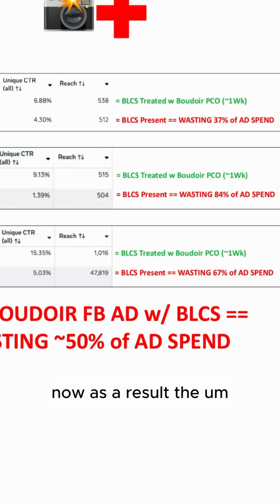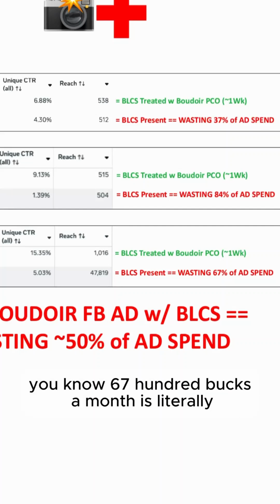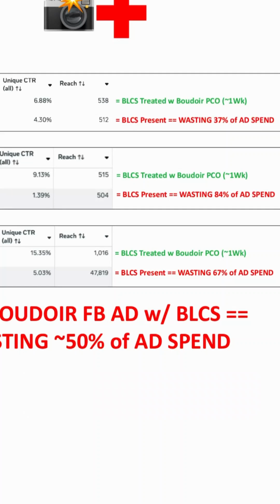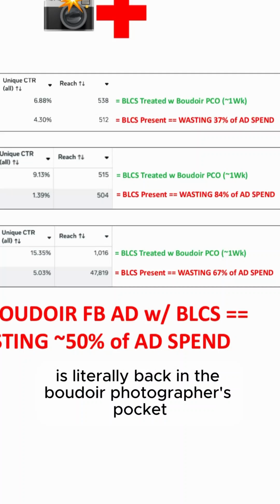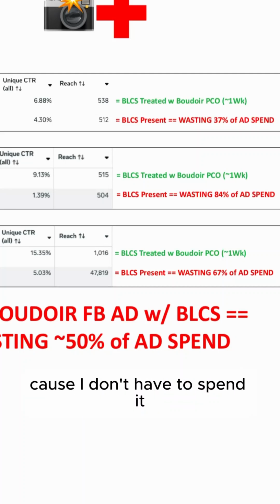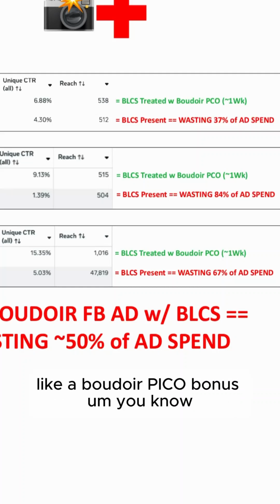Now, as a result, the $6,700 a month is literally back in the boudoir photographer's pocket because they don't have to spend it. Have like a phantom bonus, like a boudoir pico bonus.